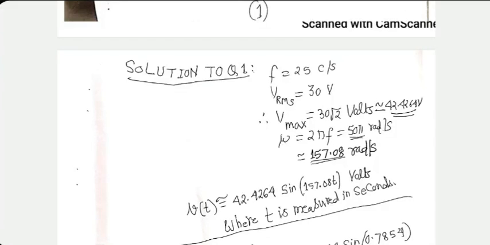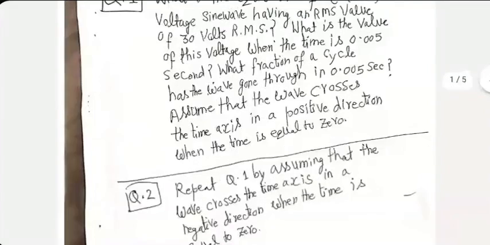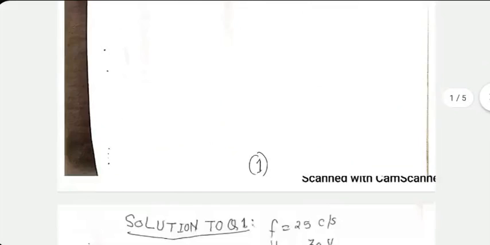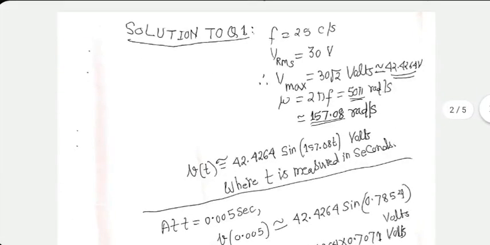It's a sinusoidal voltage, sine wave. Yeah, so we will use sine function. Now, one thing that's given at the end of the question is to assume that the wave crosses the time axis in a positive direction when the time is equal to 0. That means at t equal to 0, the wave should be moving in the positive direction.